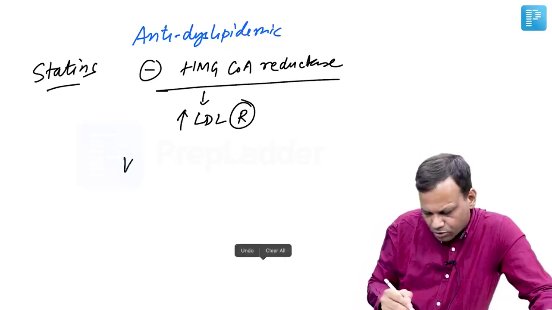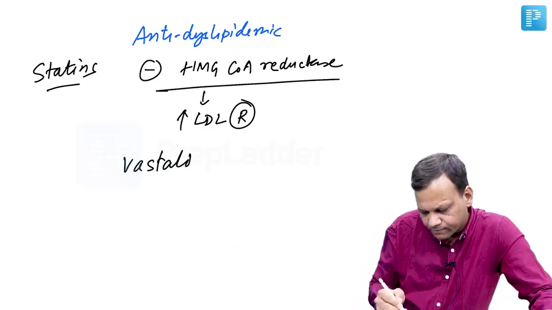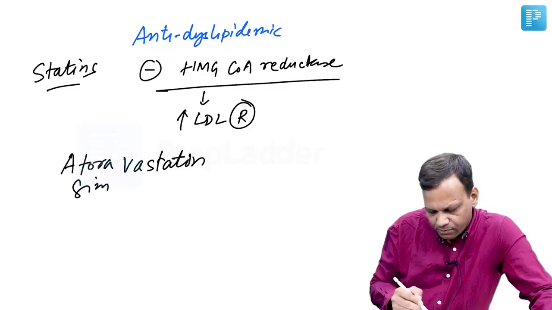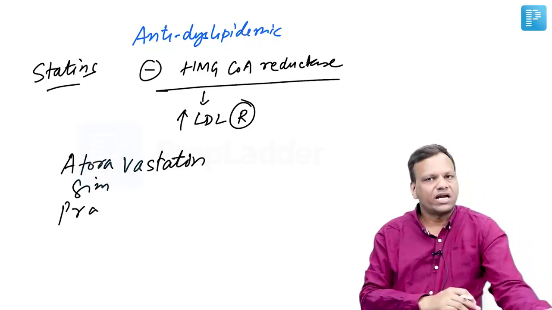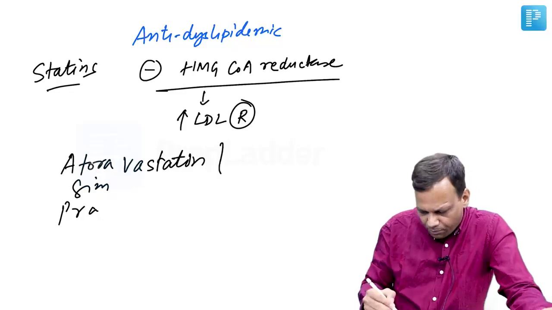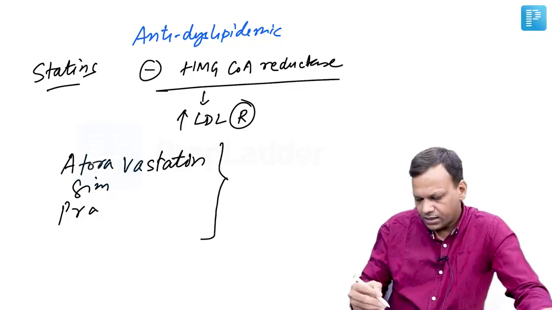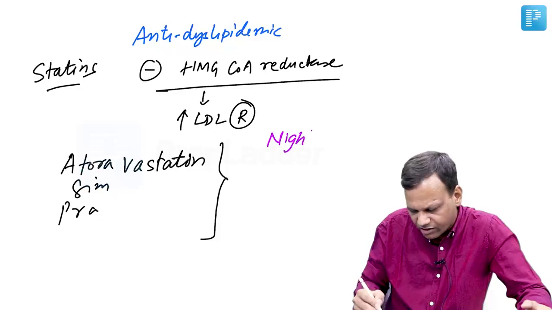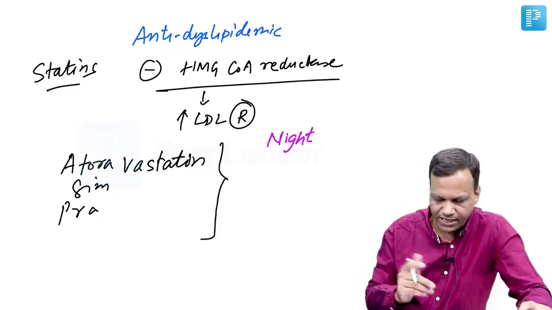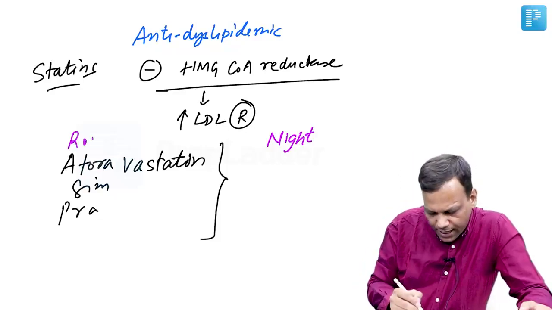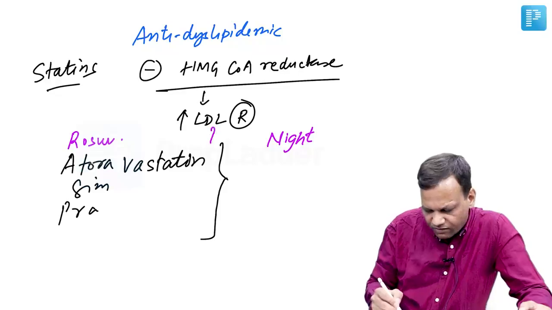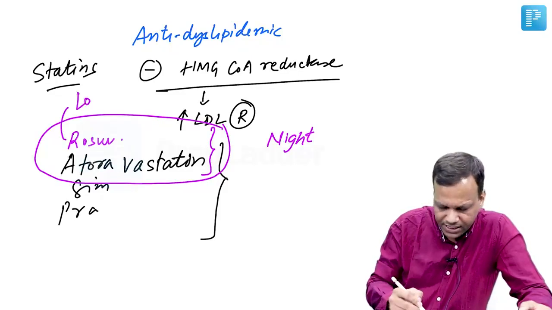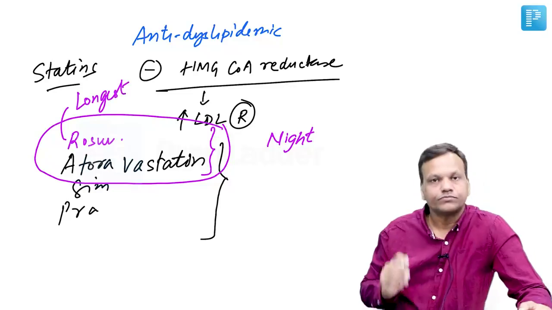Now statins, their name should end with vastatin, like atorvastatin, simvastatin, pravastatin. Statins, the important points: they are usually given at night time because the activity of HMG-CoA reductase is maximum at night. But rosuvastatin and atorvastatin are very long acting. They can be given any time of the day. The longest acting statin is rosuvastatin.